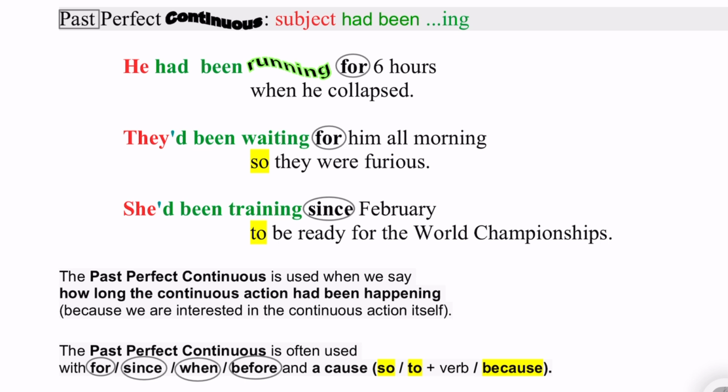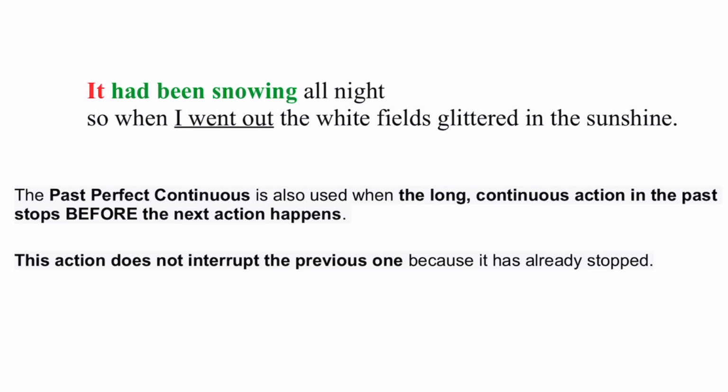And the past perfect continuous is often used with for, as you can see here, for 6 hours, for all the morning, since February, and also with when and before, as well as when we want to express a cause. So, here we have so, or to, or because. So when we want to give a reason why we had been doing this continuous action. Another sentence.